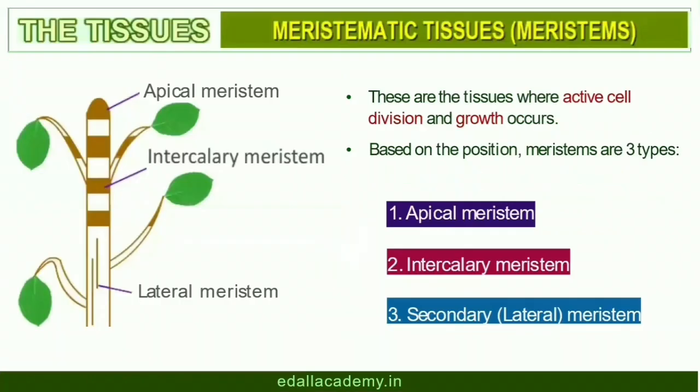Type 1, meristematic tissues. Growth in plants is largely restricted to specialized regions of active cell division called meristems, from the Greek word meristos, meaning divided. Plants have different kinds of meristems. The meristems which occur at the tips of roots and shoots and produce primary tissues are called apical meristems.